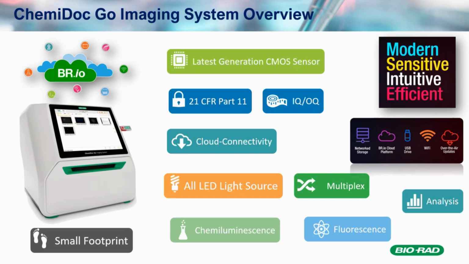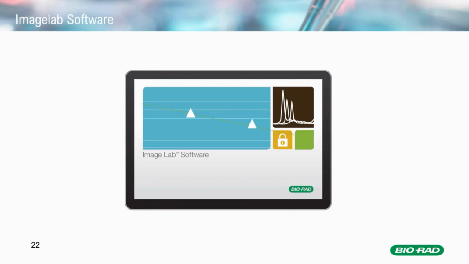It's all LED light sources, so it's energy efficient, and you can also run DNA gels, RNA gels, colorimetric blots, chemiluminescence blots, and two-channel fluorescence blots, or multiplex fluorescence in case you need multiplexing. So it's a highly comfortable, smart, and easy to use system from Bio-Rad.